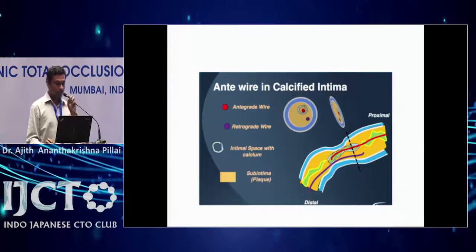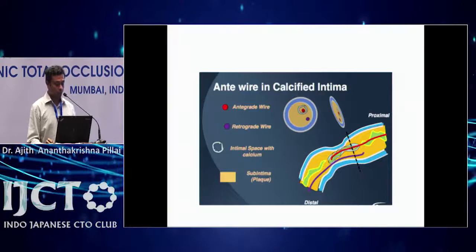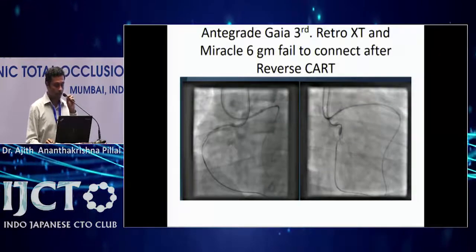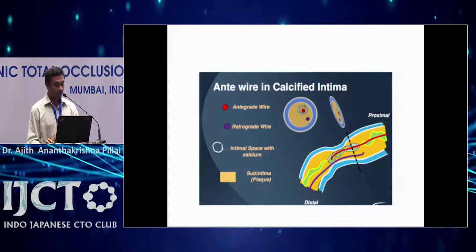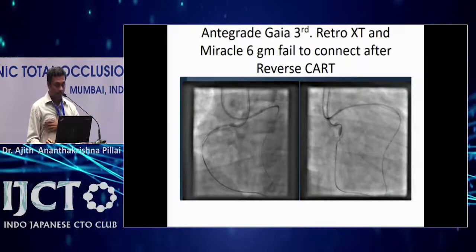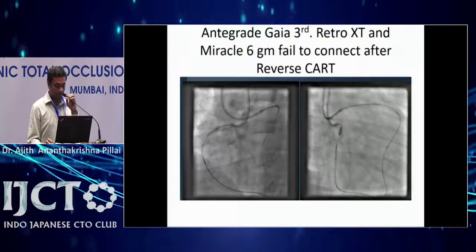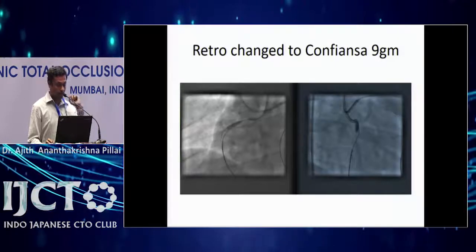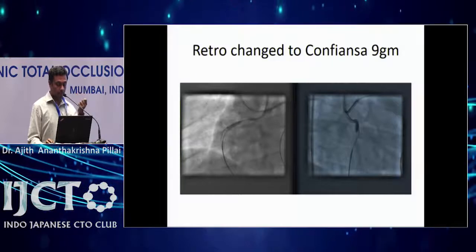Now what about the antegrade wire in the calcified intima and the retrograde wire in the false lumen? Here is an example of the situation where the antegrade wire is in the intima, whereas the retrograde wire is in the subintimal space. Here the antegrade wire was a Gaia Third and the retrograde was an XT. The Miracle 6 failed to connect after a reverse cut. Then the retrograde wire was changed to a Confianza Pro. So again wire control, and then you have increased the tip load of the retrograde wire, and then you make a connection.